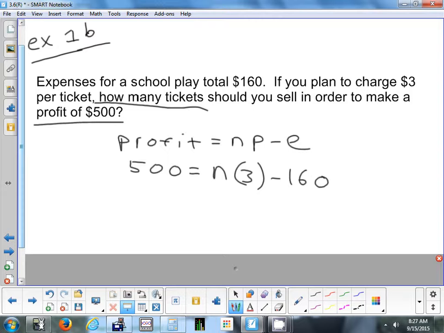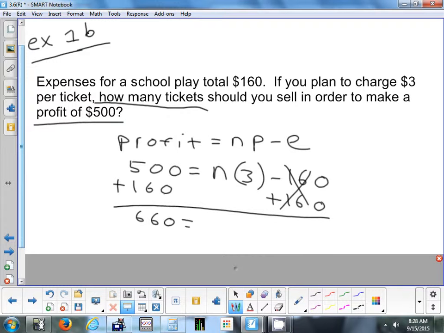Okay, Maria, what would you do first here to start to get N by itself? You would multiply and... Remember, if there's any adding or subtracting you need to do, you need to do that before multiply and divide. Add 160. Good. Add 160. I'll come back to you in a second with multiply and divide, because I think we're going to have to do that as well. Okay, 500 plus 160 gives me 660.